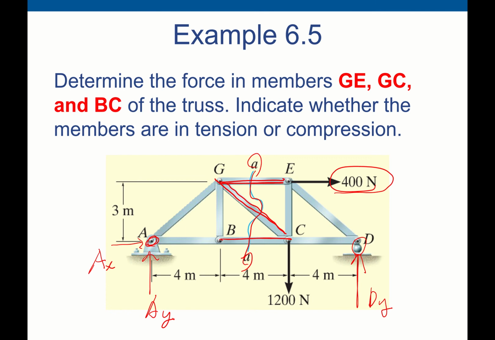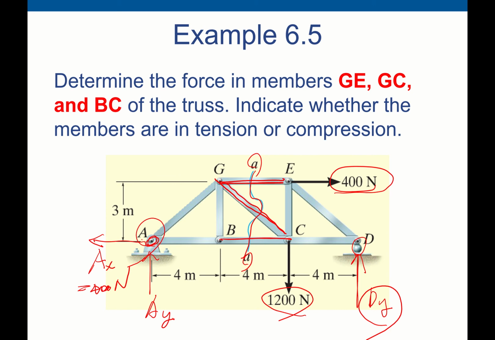Because we have 400 Newton external force here, we know that Ax should be directed in the left-hand direction. This is equal to 400 Newton. And if you calculate the moment at point A, then this 400 Newton and this 1200 Newton create a clockwise rotation, which is a minus sign. So this Dy should create a counterclockwise rotation.